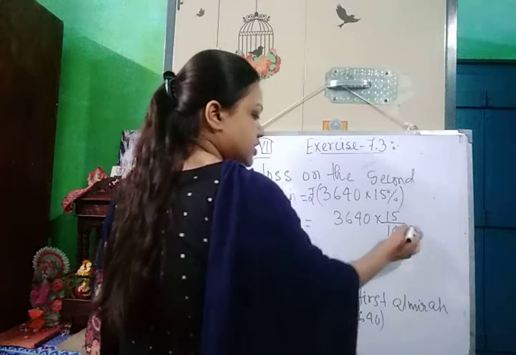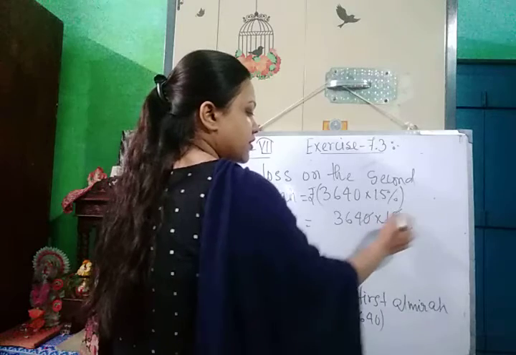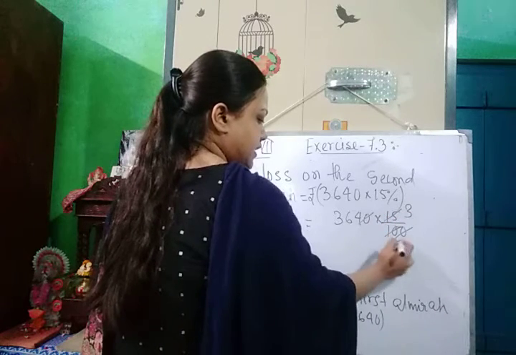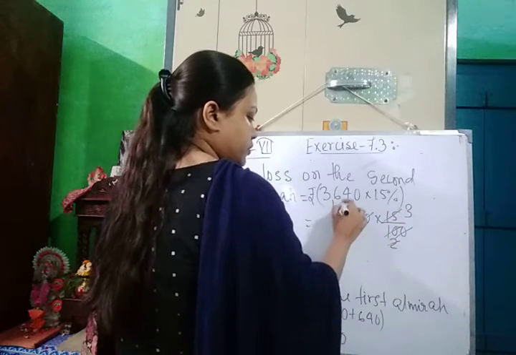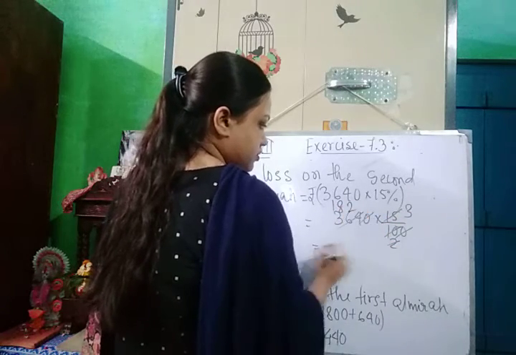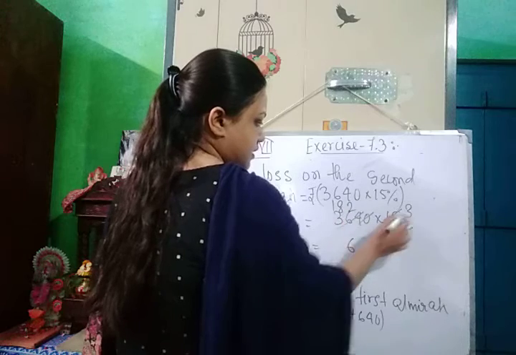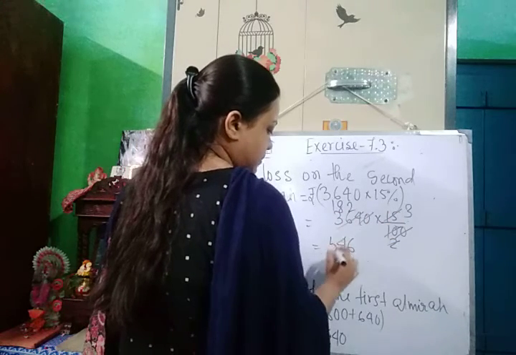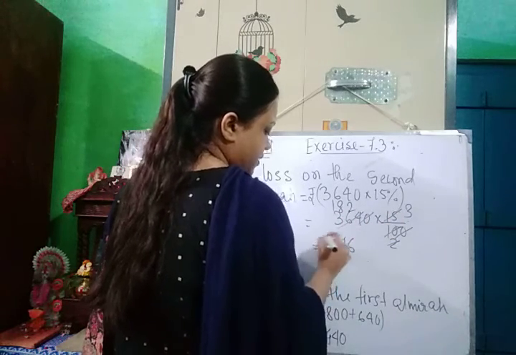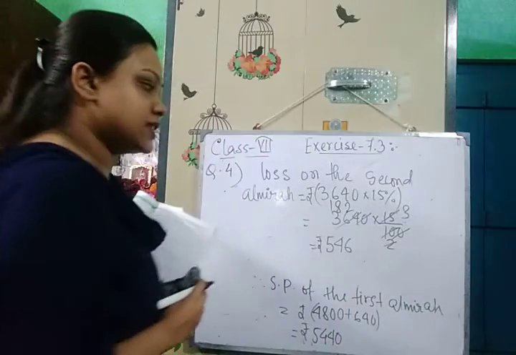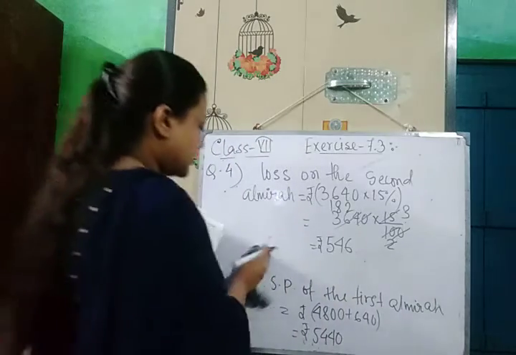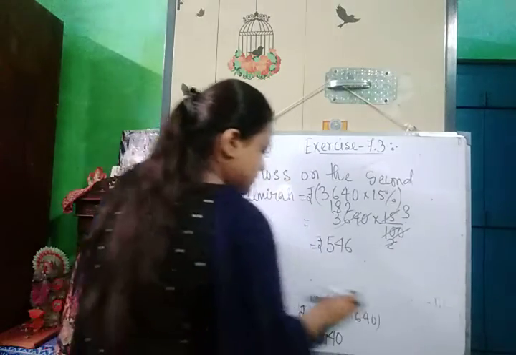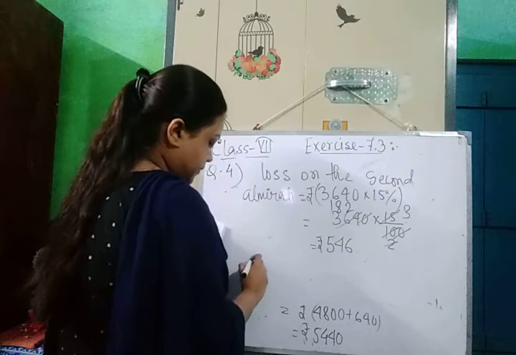Do the cancellation now. 0 0 cancelled. 5 3s are 15, 5 2s are 10, 2 1s are 2, 2 8s are 16, 2 2s are 4. So 6, 3 8s are 24, 2 in hand, 3 1s are 3 plus 2, 5. Rupees 546 is the loss. Okay. Now we will find out the SP of the second Almirah.